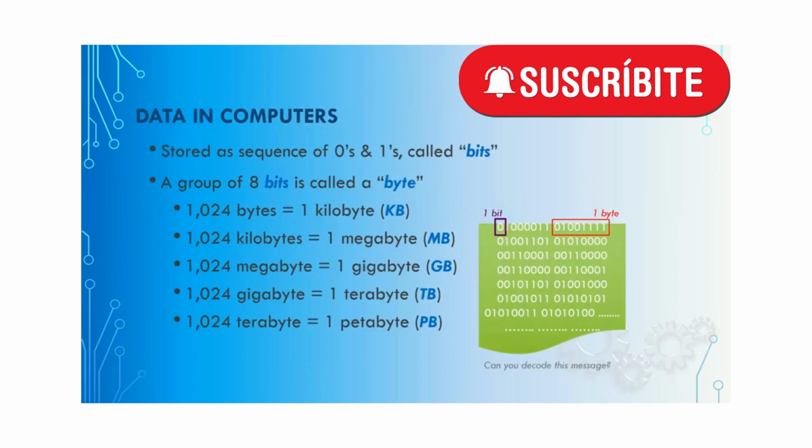So now let's talk about how data are represented on computers. For computers, we store data as a sequence of zeros and ones, which we call bits. A group of 8 bits, we call a byte, and 1024 bytes, we call a kilobyte. 1024 kilobytes, we call a megabyte, and so on. So nowadays, we are talking about gigabytes and terabytes of data. That means that we have many, many zeros and ones stored on a computer.